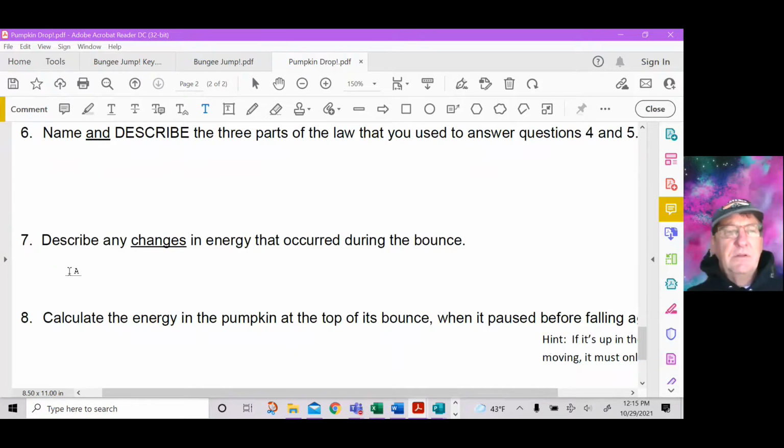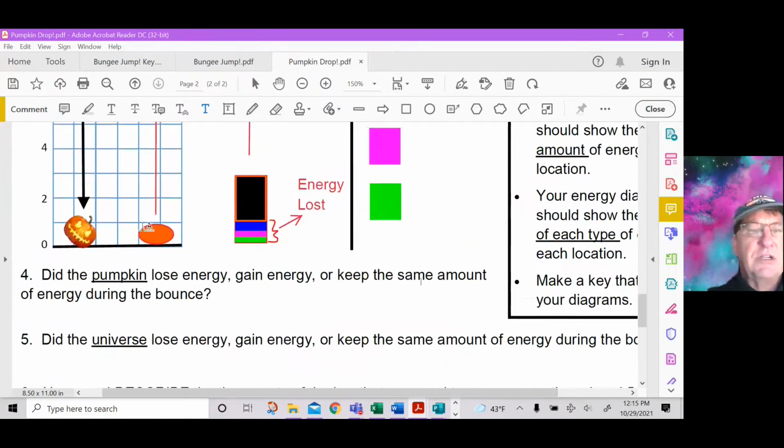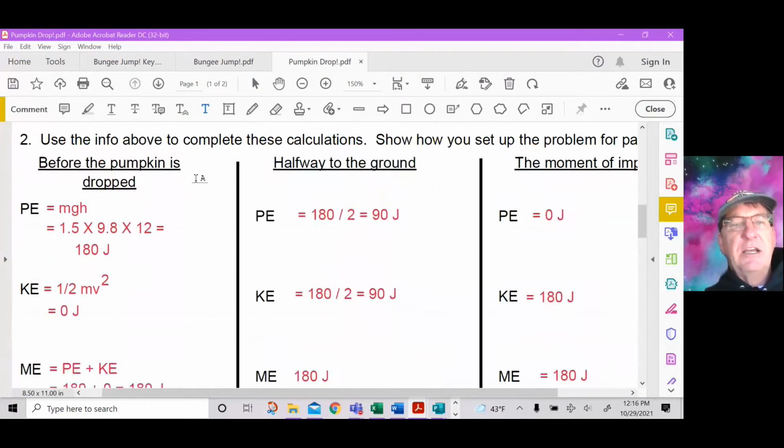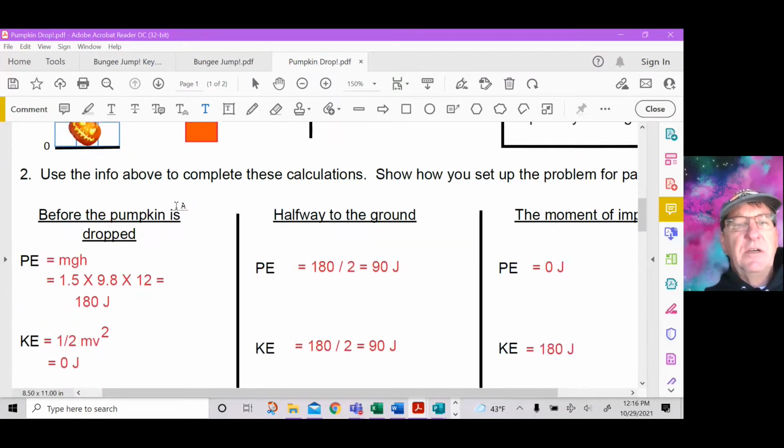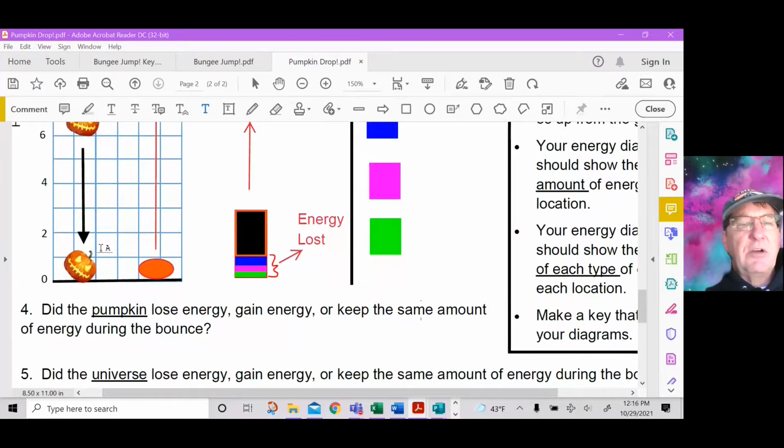Number 7. Describe any changes in energy that occurred during the bounce. Well, I think I actually just talked about that. During the bounce, when the pumpkin hits the ground, it's all kinetic, right? I didn't color it correctly here because I wanted you to think about it. But it is all kinetic when it collides with the ground. Then some of that energy is converted into these 3 different kinds. And then it's transferred out of the pumpkin, mostly into the air, but also a little bit of it into the ground, or into the driveway in this case.